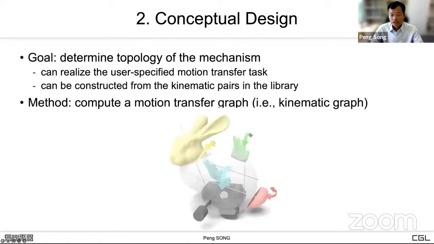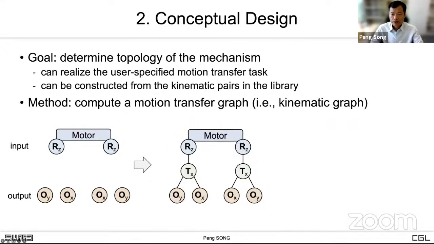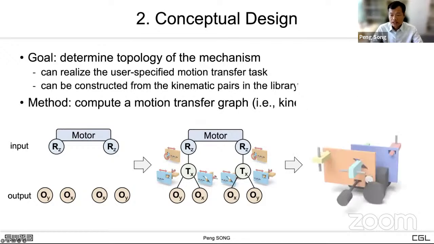The input motion is the two rotational motions from the motor in black, while the output motions are the motions of the four end effectors, namely head, tail, and two wings of the bunny. Based on the kinematic pair library, we can find missing nodes in the motion transfer graph. Each edge in the graph corresponds to a kinematic pair in the library. By connecting these kinematic pairs following the graph, we can obtain an initial mechanism.